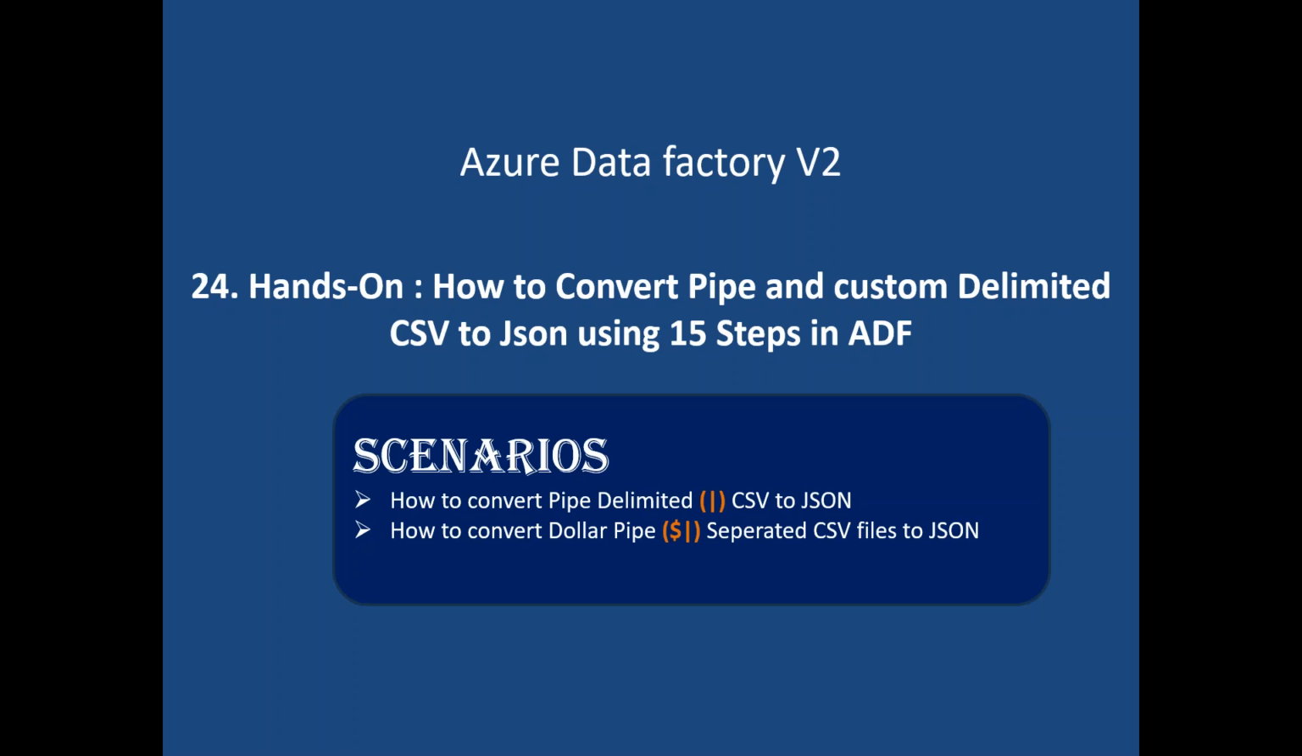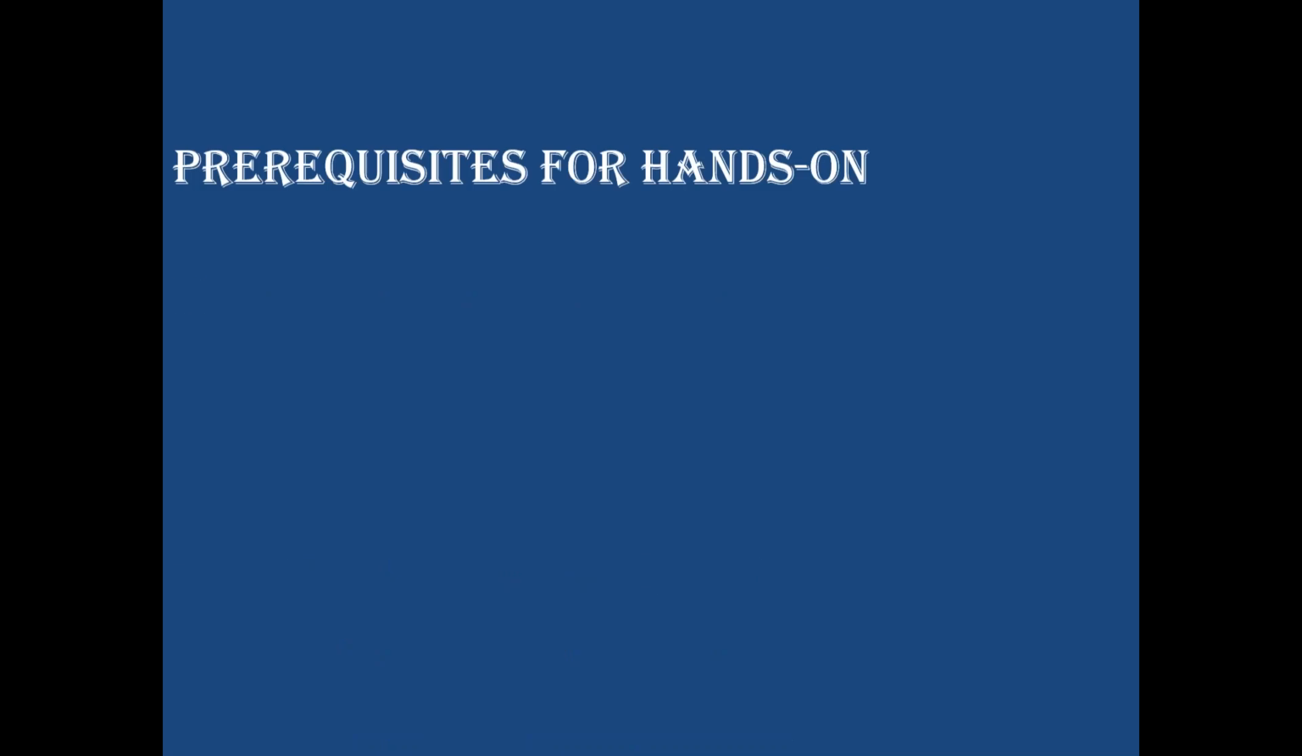So $pipe is not an option which is available in the ADF, but we can customize it. We can just use add dynamic content to add such types of customized delimiters. I'll show you, in case in the future you have a double pipe or double dollar, how you can use that particular option to convert double delimiter CSV files into JSON. So everything we will discuss in a few steps.